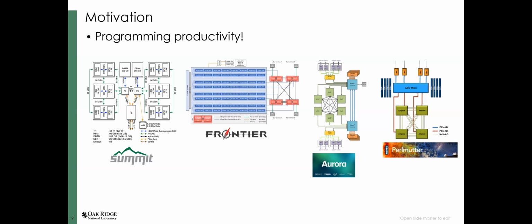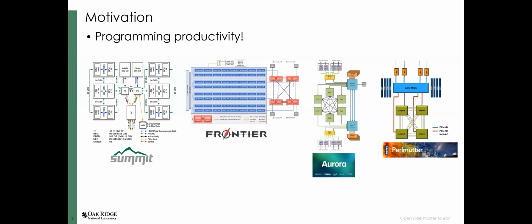What we can see in this slide is four different architectures of probably the four most important supercomputers in the US today. Although we can see some similarities in terms of architecture, number of CPUs, number of GPUs, and the interconnection between these, at the end of the day, each of these systems uses different programming or software stack solutions.